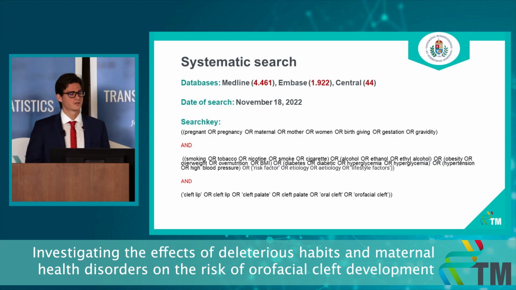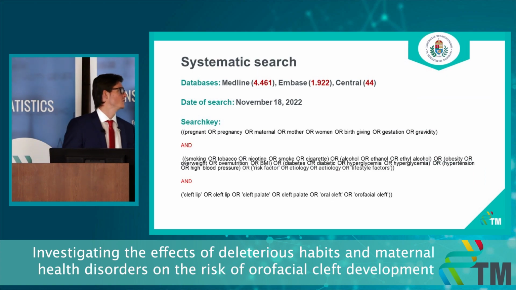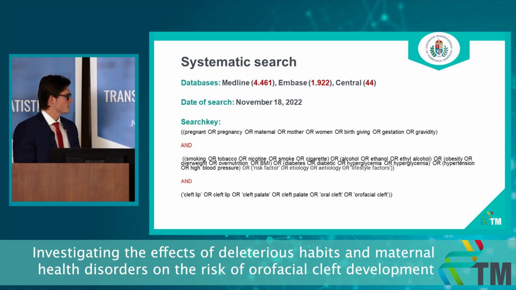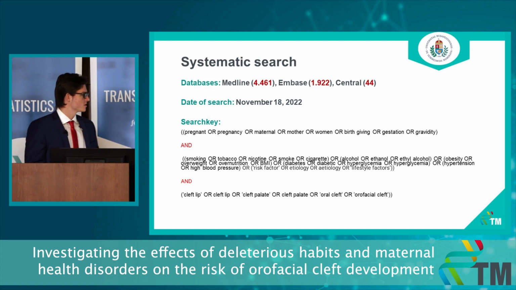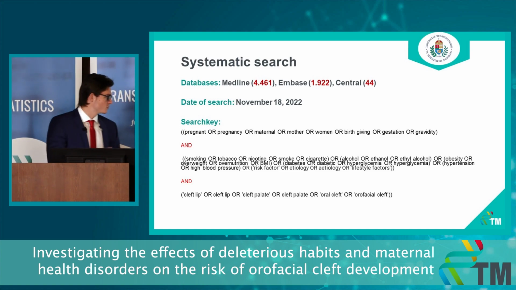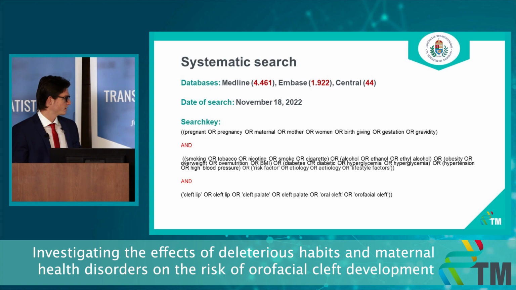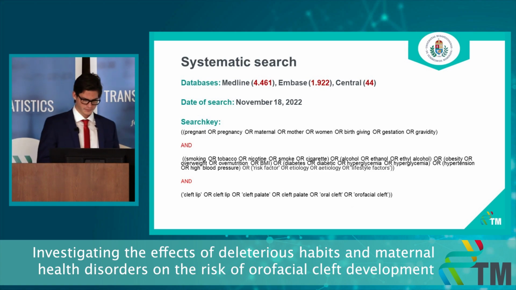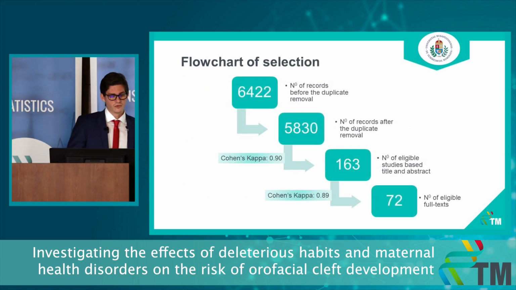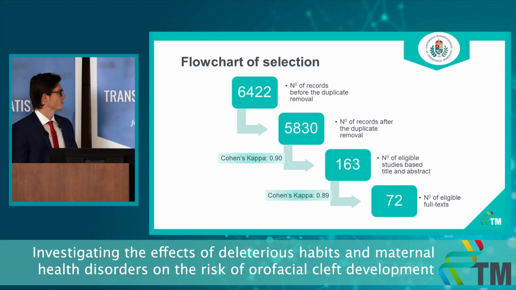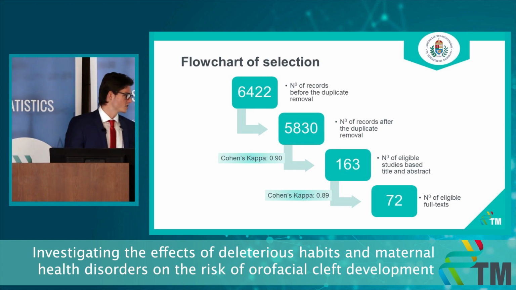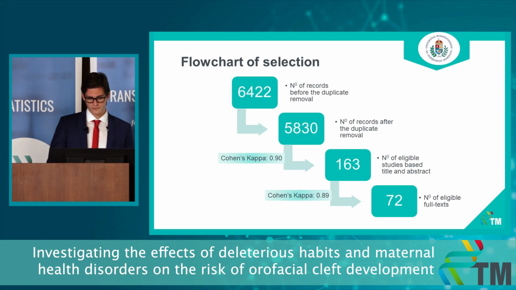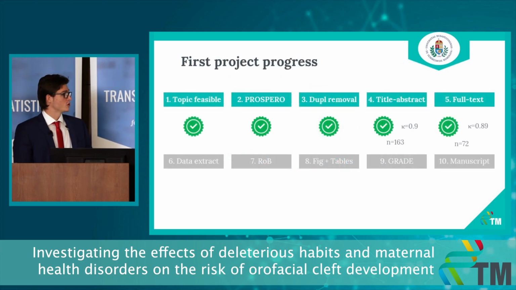Here you can see our systematic search. We conducted that in 3 databases with the search that you can see here. On the second domain, you can see that we tried to be as comprehensive as we could and list all the risk factors we would like to investigate and all the synonyms for it. And after the search, we have around 6,000 articles, and through the selection process, we have 72 eligible full texts for the data extractions, which we are about to just start after this progress meeting.